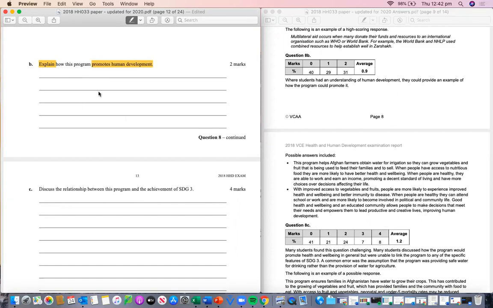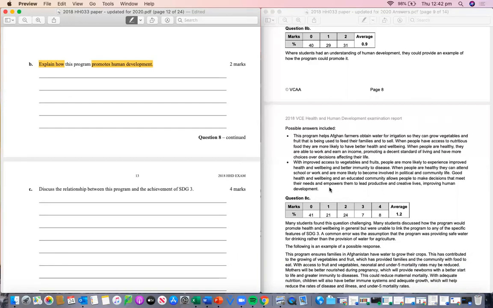For 2 marks, students needed to have an understanding of human development and provide an example of how the program could promote it. So the key thing obviously is having an understanding of human development. So I'll go with the second point here.